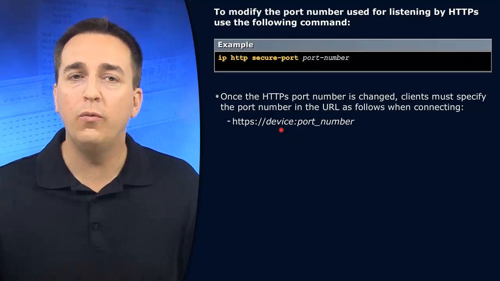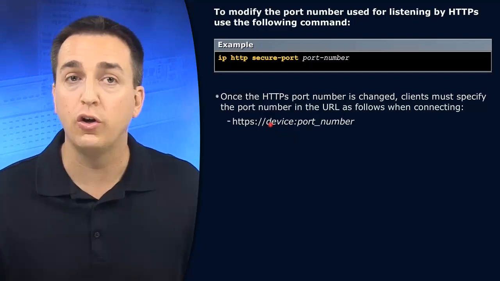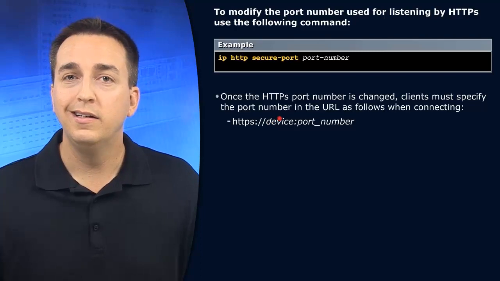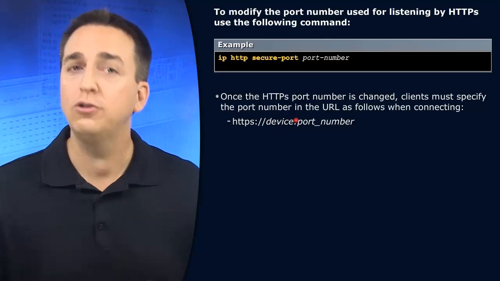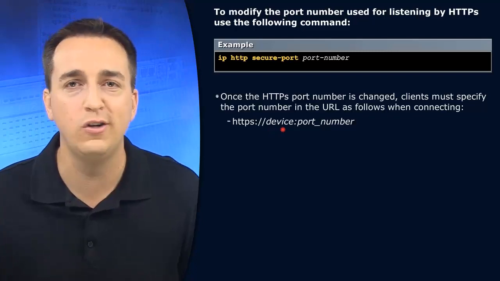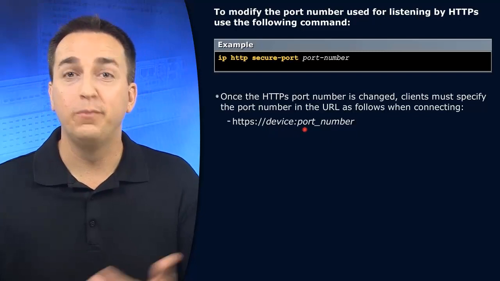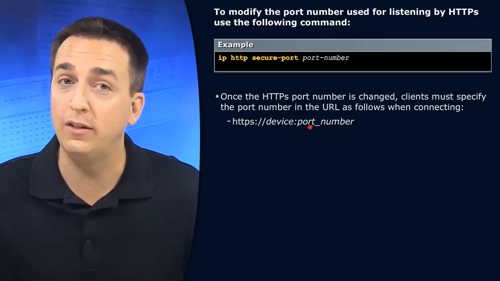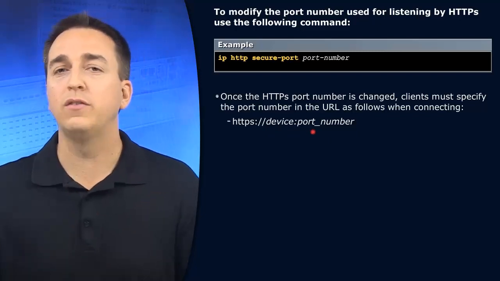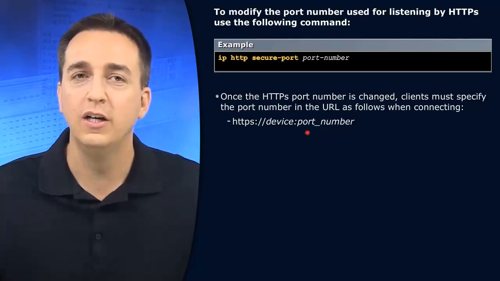Why? Because now when you access the device, instead of just punching in the IP address or the host name of the device in the URL, you also have to specify the port number. So in this case, let's say the device is 192.168.1.1, and the port number is now 4433. Well, that's what the user is going to have to specify in the URL, because by default, without the port number, it's going to use 443.